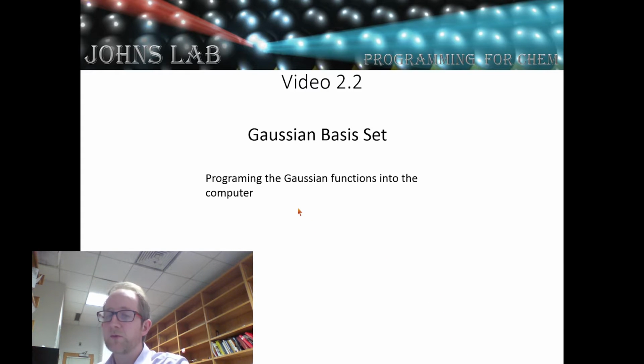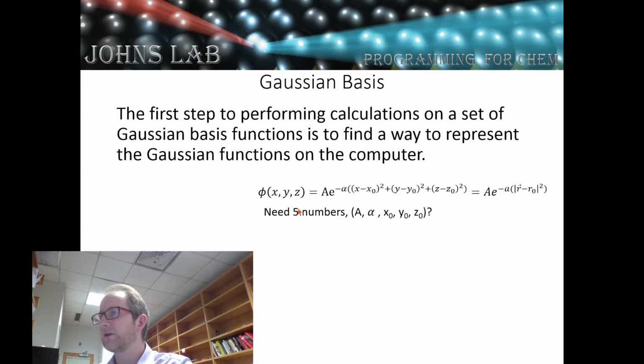What we're going to be doing is programming our Gaussian functions into our computer. If we think about a Gaussian function or Gaussian basis set, we need to know what information we actually need to store for each basis function or each orbital. For each basis set, we're only going to consider s orbitals in this version of the program. And for each individual orbital, we really only need 5 pieces of information.